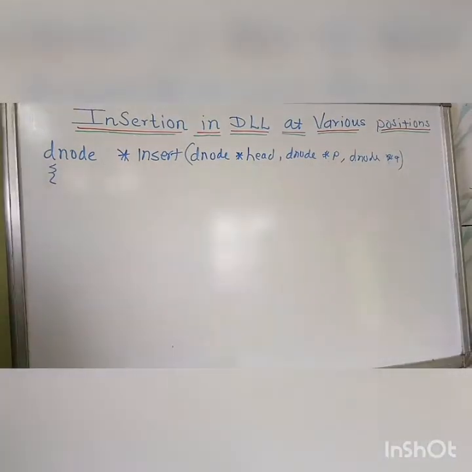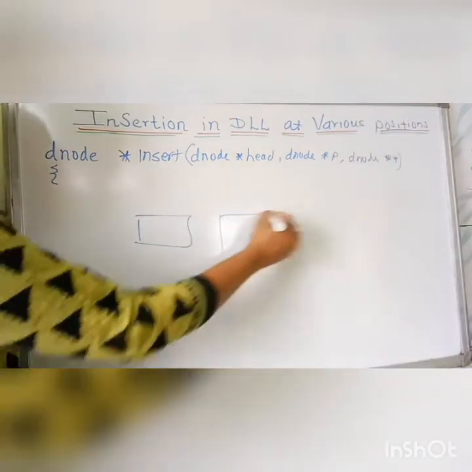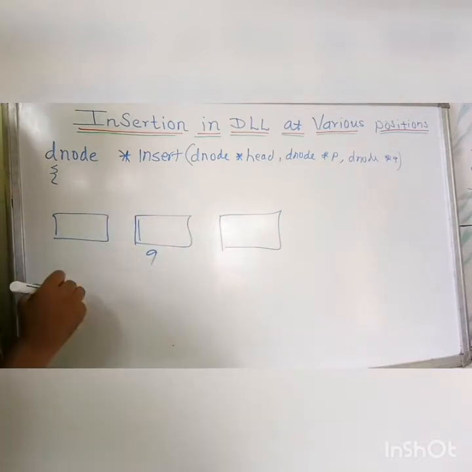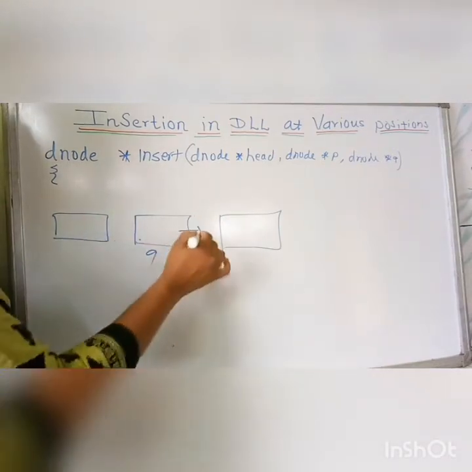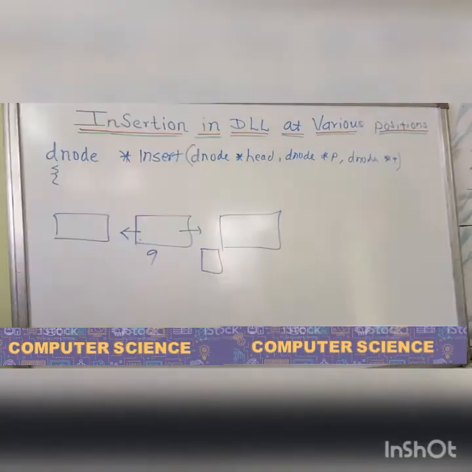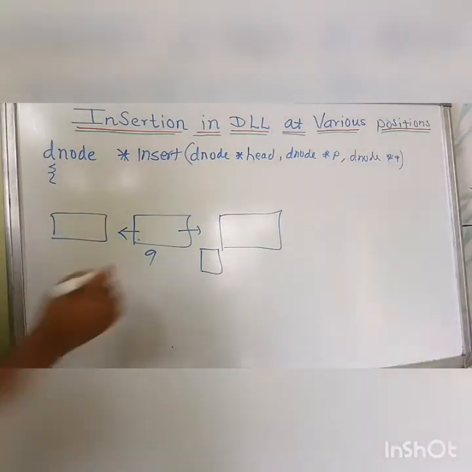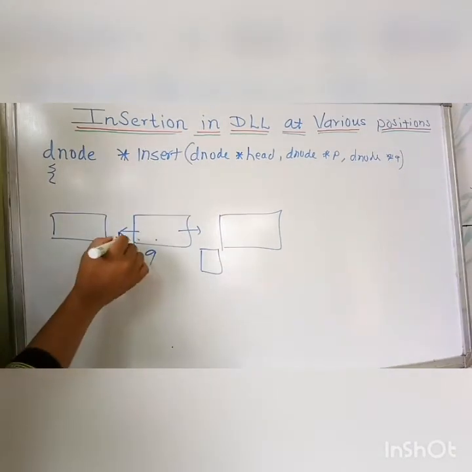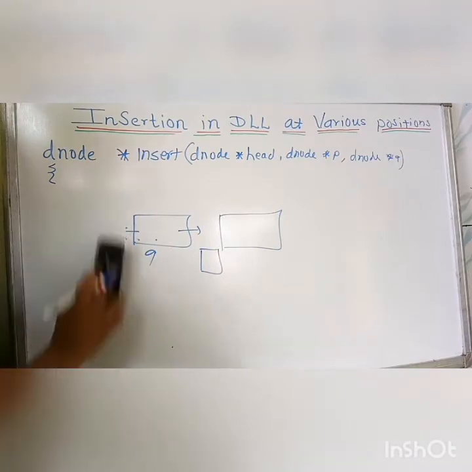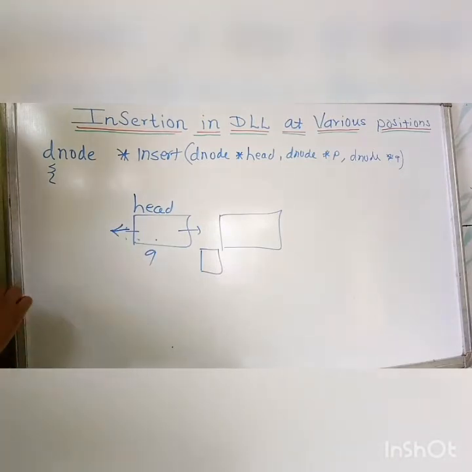For example, carefully analyze these diagrams. Suppose it is a Q. In the previous function, we inserted at the next position. But in this function, we have to insert at the previous position of the Q node, meaning here we have to insert P. But it may happen that Q points to the starting node, meaning it is at the head position and its previous is null. In that case, what will we do?